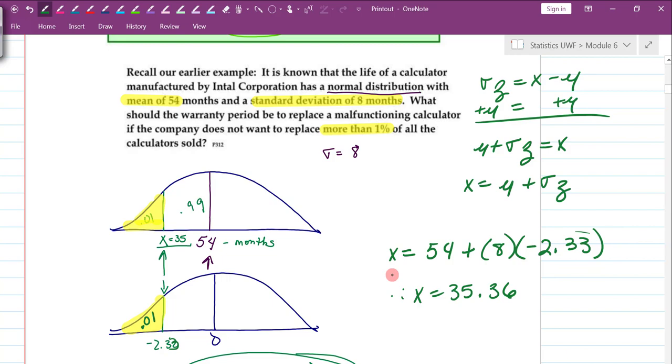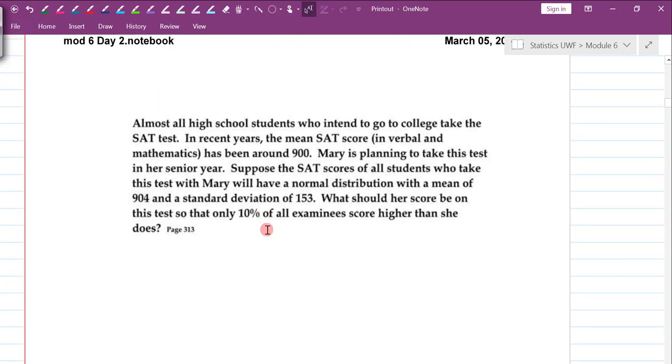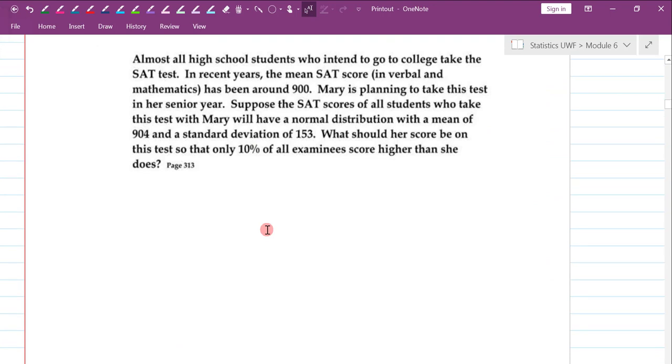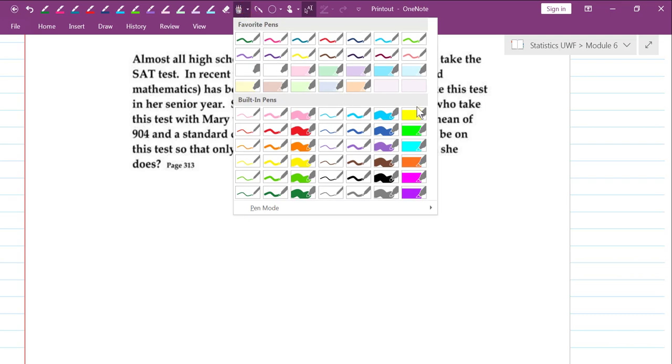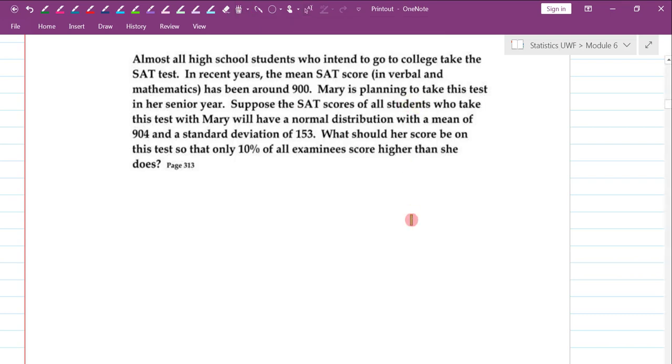Another very similar problem. It says almost all high school students who intend to go to college take the SAT. In recent years, the mean SAT score in verbal and mathematics has been around 900. So the mean has been around 900.